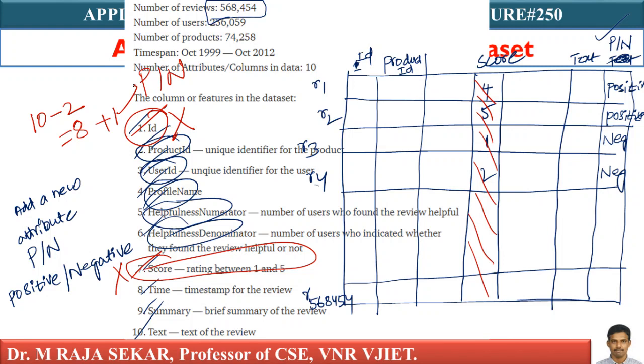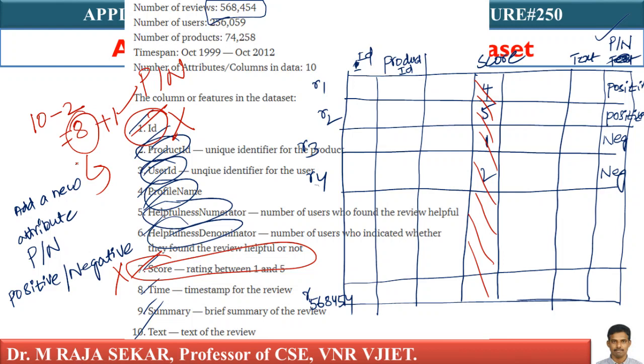Now I want to predict whether a review is positive or negative. What does positive mean? Score 4 or 5. Isn't it? What is the meaning of positive? Score 4 or 5. Negative means score 1 or 2. So effectively, what we are doing here, we are predicting, given these 8 attributes, using these 8 attributes, and you are going to predict whether the review is positive or negative.